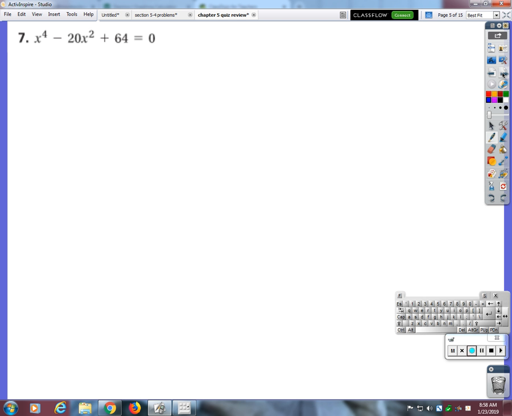There you go. All right, how about number 7? I'm going to go double bubble right off the bat, except it's x to the 4th. So instead of being an x and an x in the front of each parentheses, it's going to be an x squared and an x squared. And then we attack it the same way we did the other ones. What two numbers multiply together to be 64 and add to be negative 20? They're both going to have to be negative.